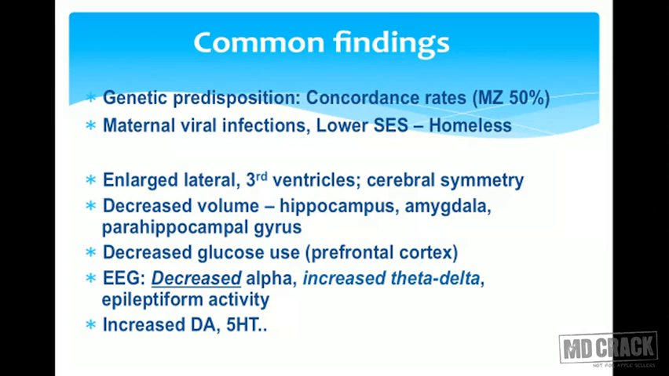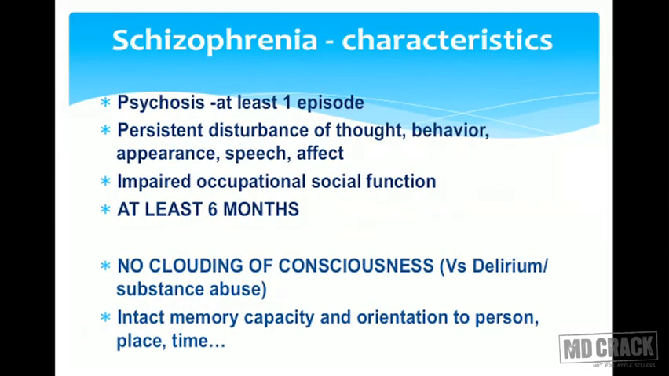As far as the anatomy is concerned, there is enlarged lateral and third ventricles, and there is very typical cerebral symmetry, which is rare to see. There is decreased volume of the hippocampus, amygdala, the parahippocampal gyrus, and there is decreased glucose use found in the prefrontal cortex. If you go to the EEG findings, there is decreased alpha, increased theta and delta waves, and there is epileptiform activity. And as far as the biochemistry is concerned, there is increased levels of amines, that's dopamine, and 5-hydroxytryptamine.